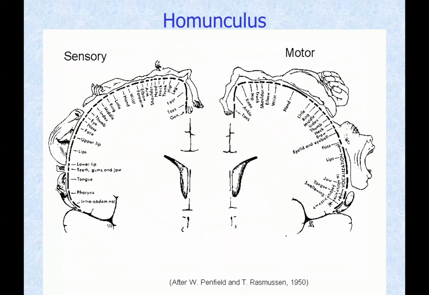Then this concept of homunculus. Now the homunculus is the map that shows how the body is represented in the brain. So therefore you have a sensory homunculus and a motor homunculus. Now if you look at this diagram, you can see certain areas of the body which are not so big, but when it comes to representation of that area in the brain, a large area of the brain is taken to represent the area of the body.